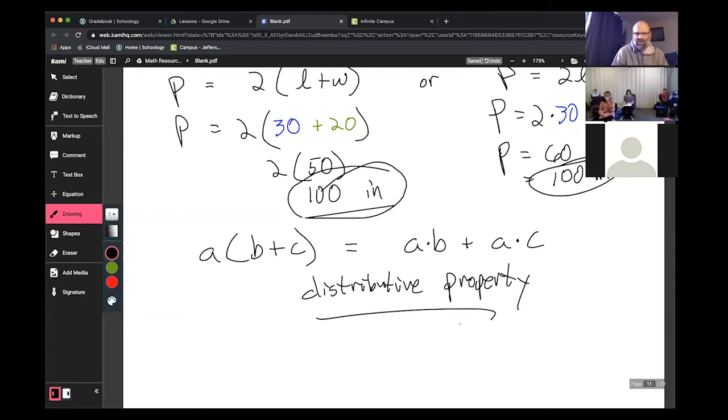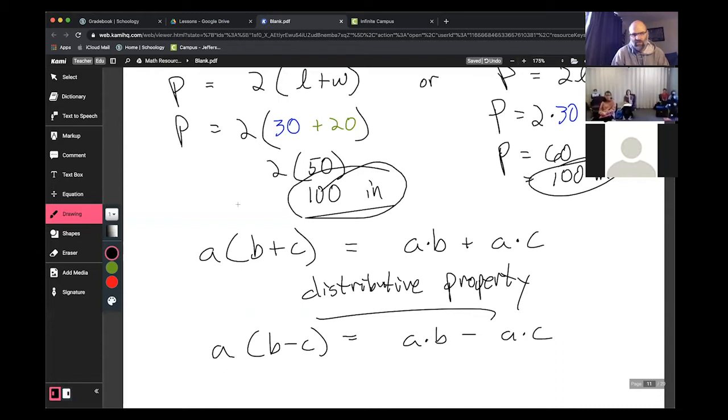And it works the same way with subtraction too. So if I had a B minus C there, then it would be A times B minus A times C. Okay. All right. Does that feel okay? Any questions with that? You guys understand the distributive property?